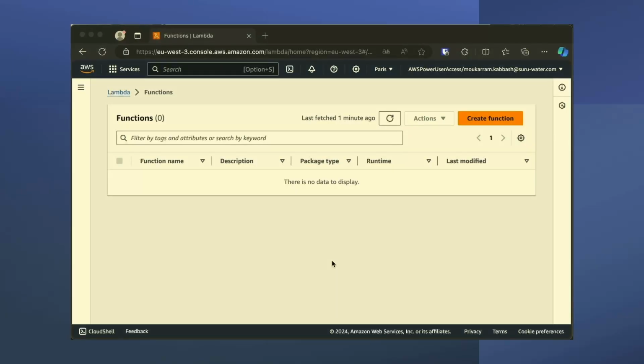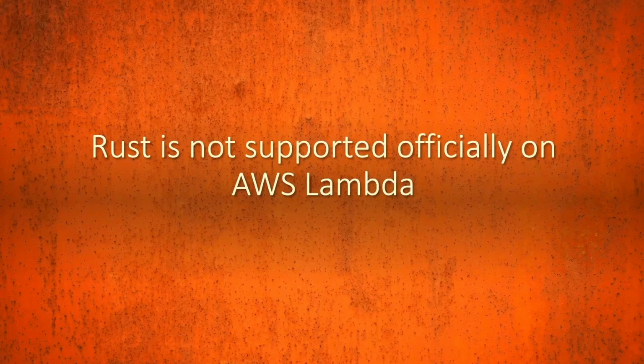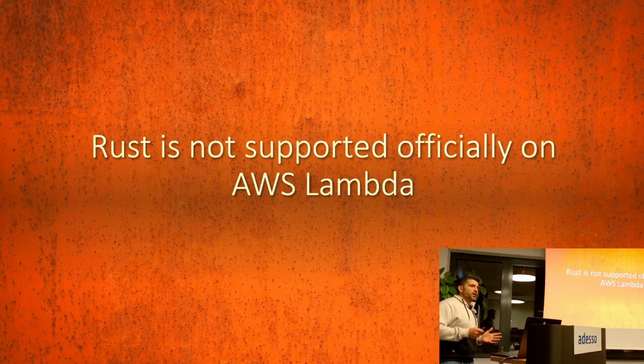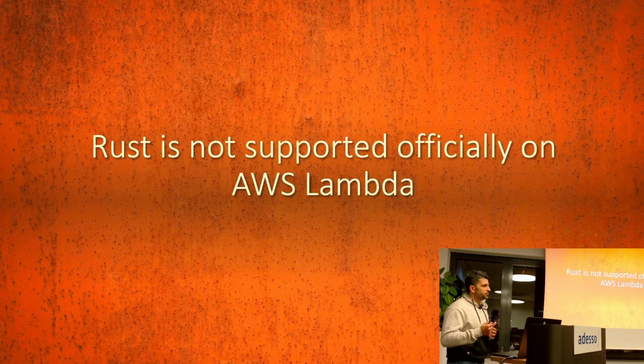So we don't need the code. This is only for the cases where it doesn't work. Rust is not supported officially in AWS Lambda. You've seen we could choose the language you want to deploy your Lambda code with, but Rust wasn't among that choice. So how do we work with that?